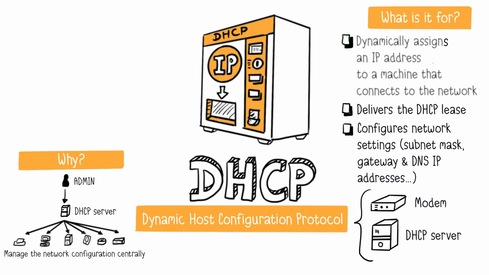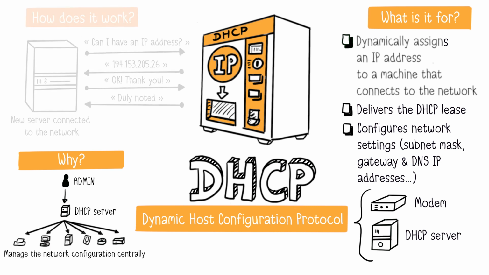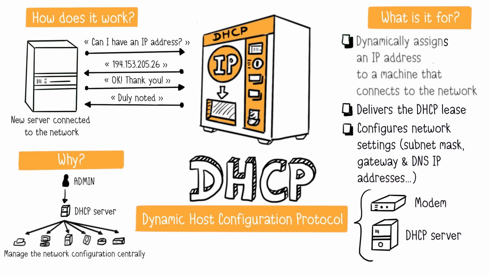But how does the DHCP protocol work? Assigning an IP address involves a communication exchange between the DHCP server and the new machine. When a machine boots up, it lacks information about its network configuration. The new machine locates a DHCP server and requests an IP address. The DHCP then provides an IP address. The client configures itself and validates its IP address with the DHCP server. The server confirms the assignment of this IP address and stores the information.